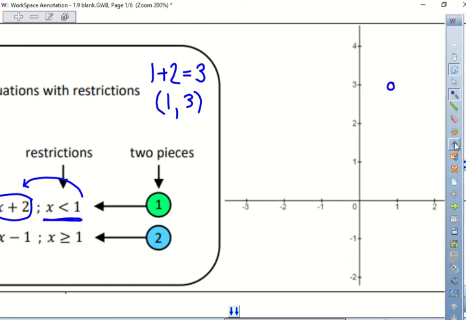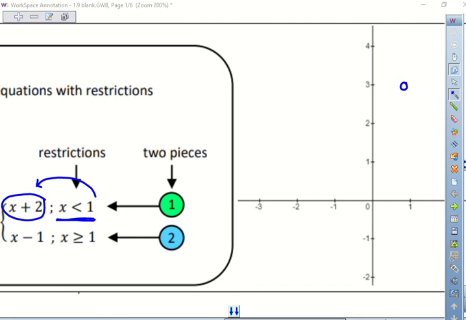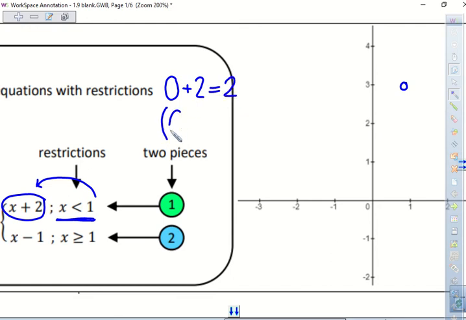Now from here you have to think logically through the process. If we're talking about values of x that are less than 1, we want to go smaller than 1. So what's a value smaller than 1? 0. So we're going to plug in 0. What's 0 plus 2? 2. Good. So the coordinate is going to be whatever you plugged in, comma, whatever you got. So 0, 2. And this is going to be a closed circle.